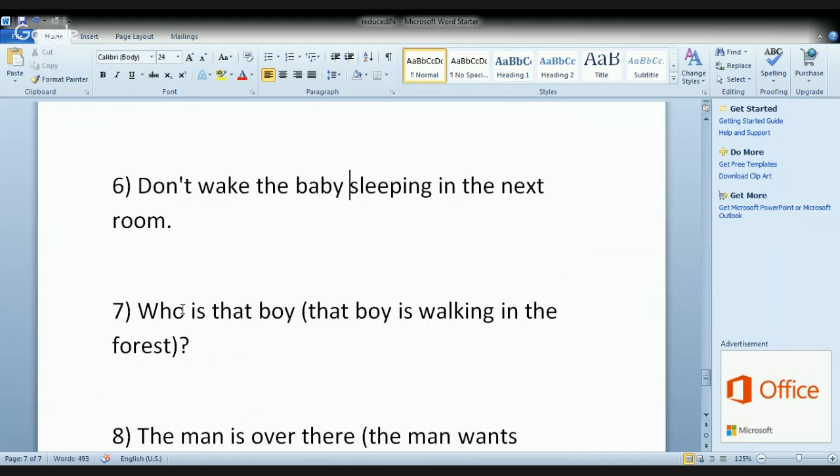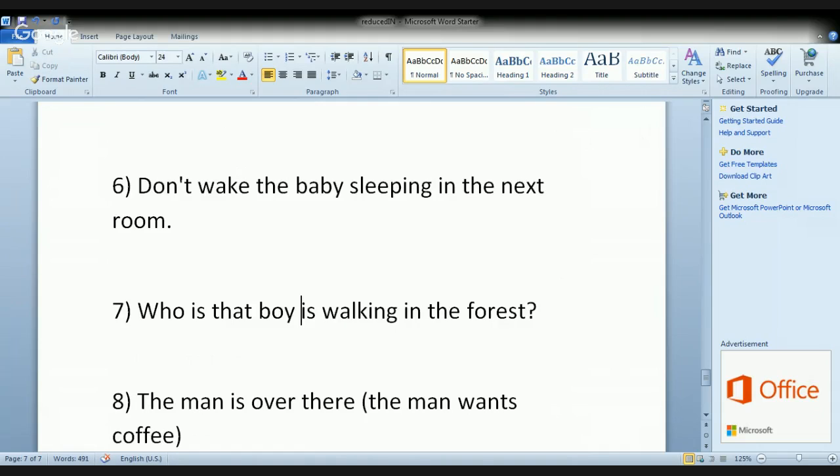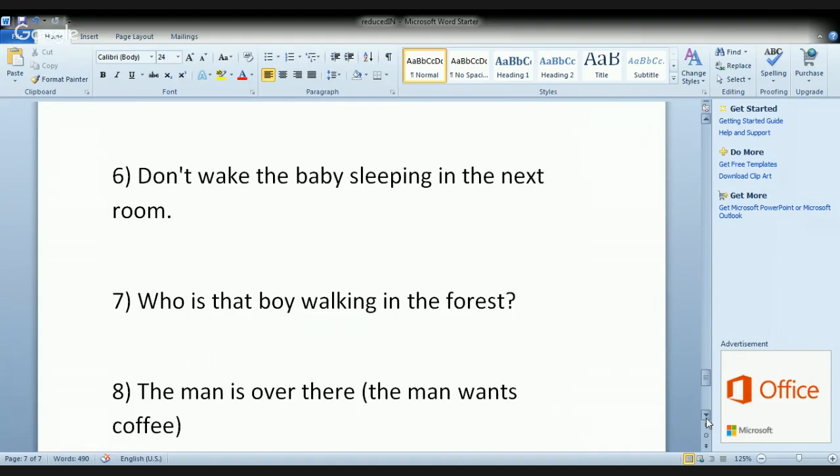Number 7 says, who is that boy? That boy is walking in the forest. So who is that boy? That boy is repeated. So who is that boy who is walking in the forest is the original relative clause here. Let's take out who is. Who is that boy walking in the forest is our new sentence. Okay. So that's our reduced relative clause.